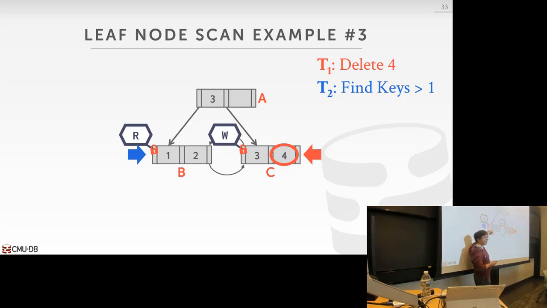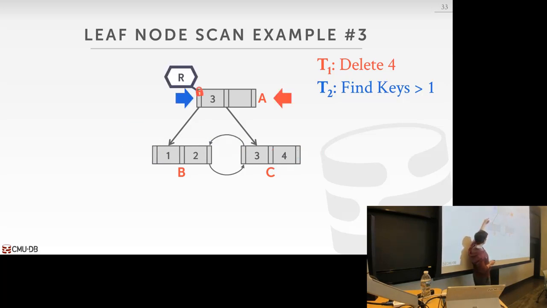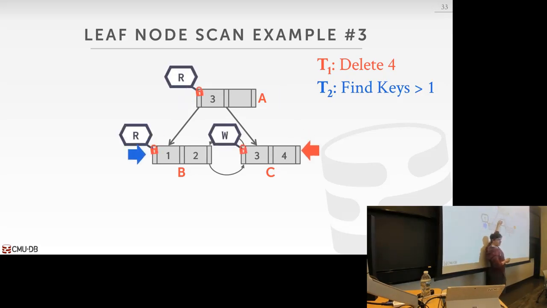Well, no, right? So say the blue thread starts first, it gets the read latch, comes down here and gets the read latch that it wants on B, then T1 starts, gets the right latch on A, right? And then gets the right latch on this. So it doesn't know. You don't know this. It can come in any order.